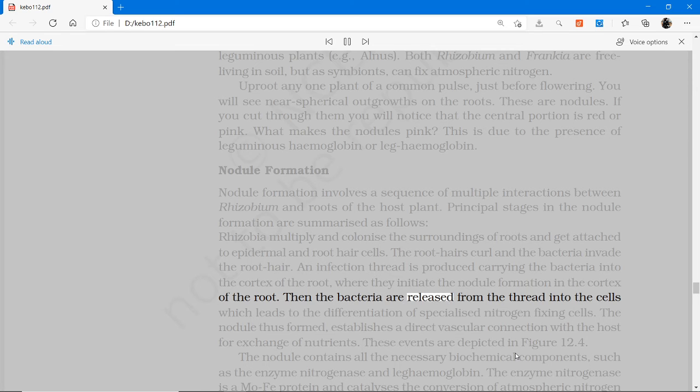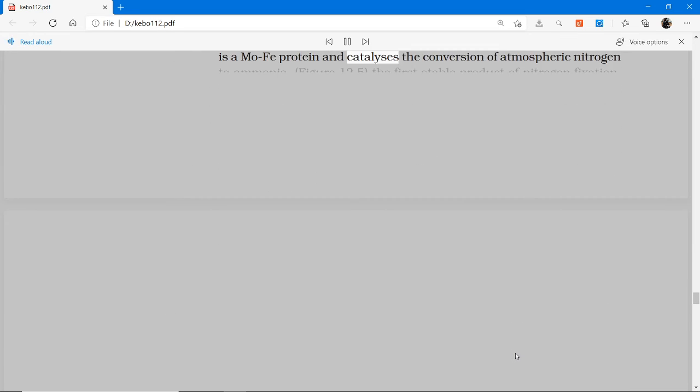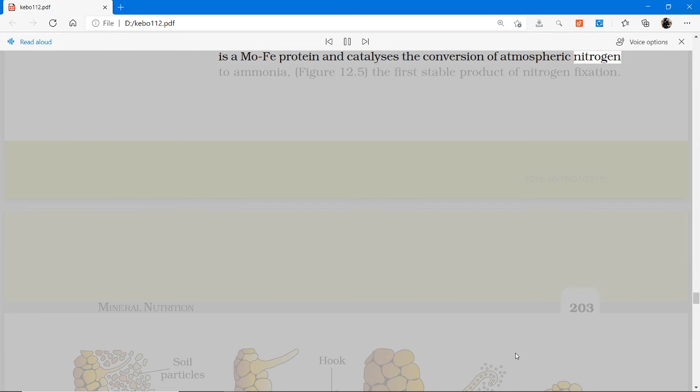Then the bacteria are released from the thread into the cells, which leads to the differentiation of specialized nitrogen-fixing cells. The nodule thus formed establishes a direct vascular connection with the host for exchange of nutrients. These events are depicted in figure 12.4. The nodule contains all the necessary biochemical components, such as the enzyme nitrogenase and leghemoglobin. The enzyme nitrogenase is a Mo-Fe protein and catalyzes the conversion of atmospheric nitrogen to ammonia, figure 12.5, the first stable product of nitrogen fixation.